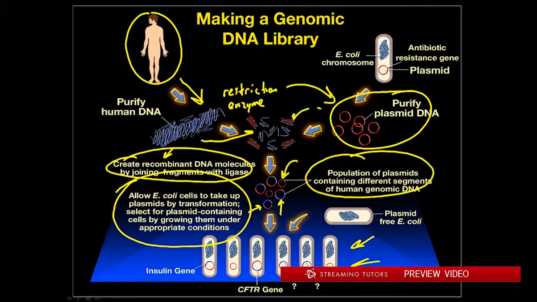So I just wrote down here for fun, maybe this is where our human insulin gene that we were working with last time came from in the first place. This fragment happened to harbor the human insulin gene, so that ends up in one of our clones. The CFTR gene is the one that, when mutated, causes cystic fibrosis, so maybe that ends up in another place. And I wrote question marks, meaning we don't know. But what we do know is that every single gene and other sequence in the human genome is represented somewhere in that library. So I think that's understandable.